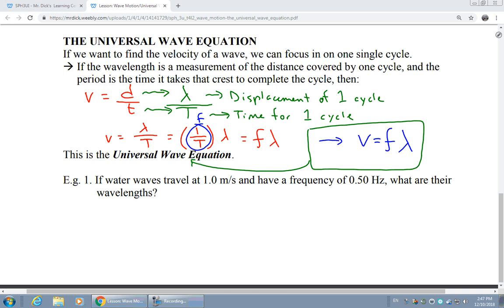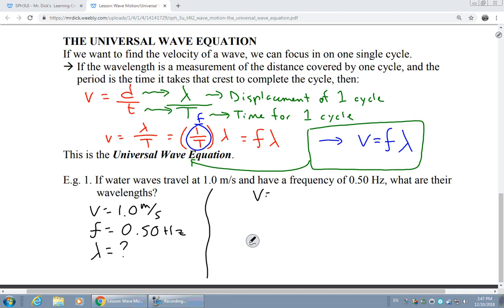So if we know that water waves are traveling at 1 meter per second, and we know their frequency, can we find their wavelength? So this is just a simple case of givens and requireds. We know that the velocity of these water waves is 1.0 meters per second, and we know that the frequency is 0.50 hertz. We are trying to find the wavelength, so we are trying to find lambda. Always start with the formula that we know, so velocity is equal to frequency times lambda, so v equals f lambda.